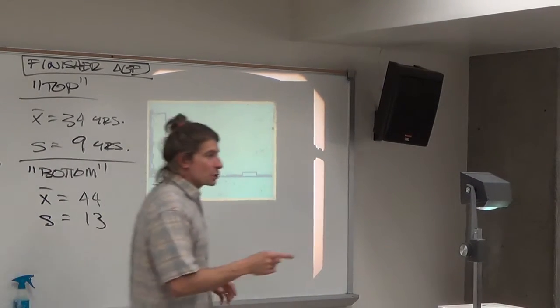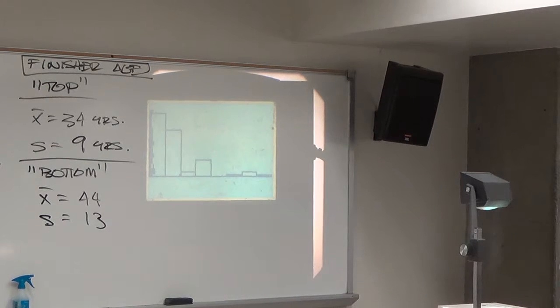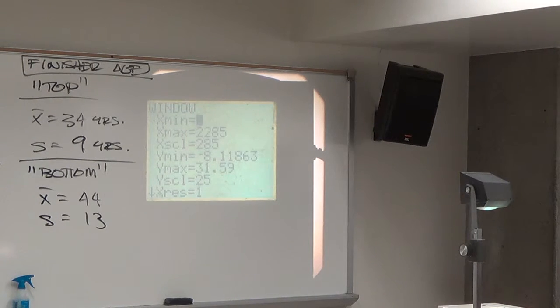To change the number of bars, let me turn my phone. I'll put this down here. If you want to start finagling the window, press the window button, which is right next to zoom. It's the first three that you want to mess with.